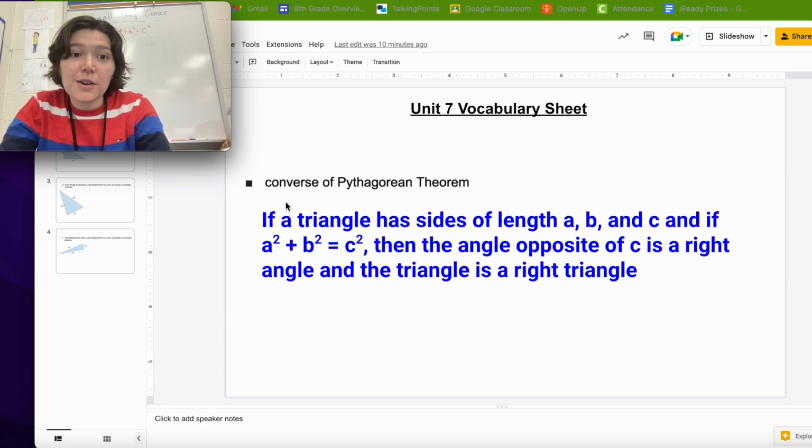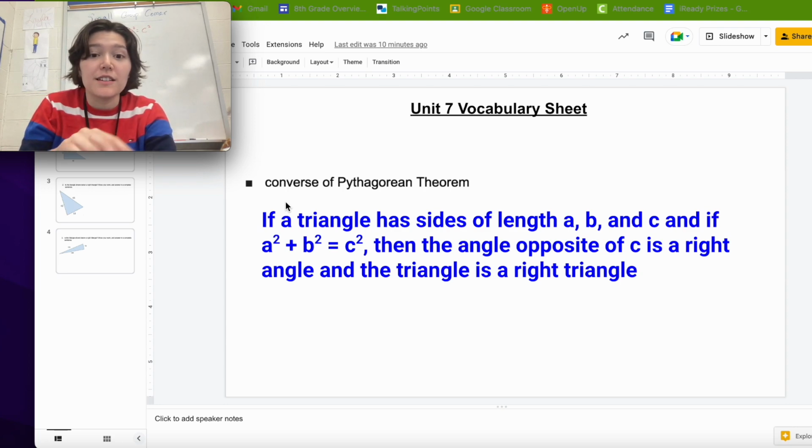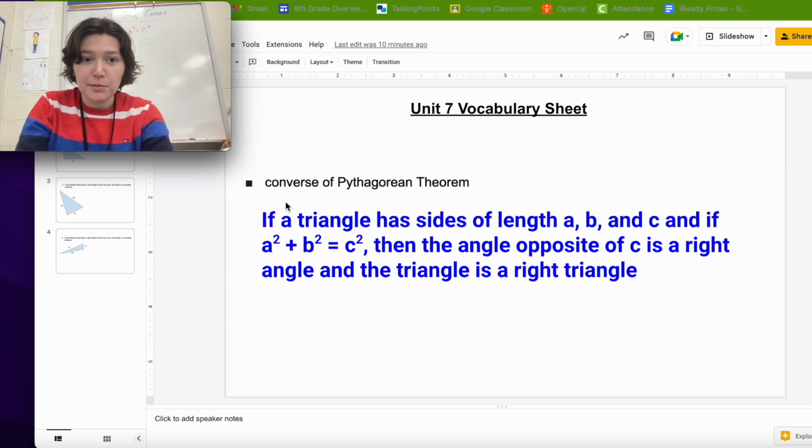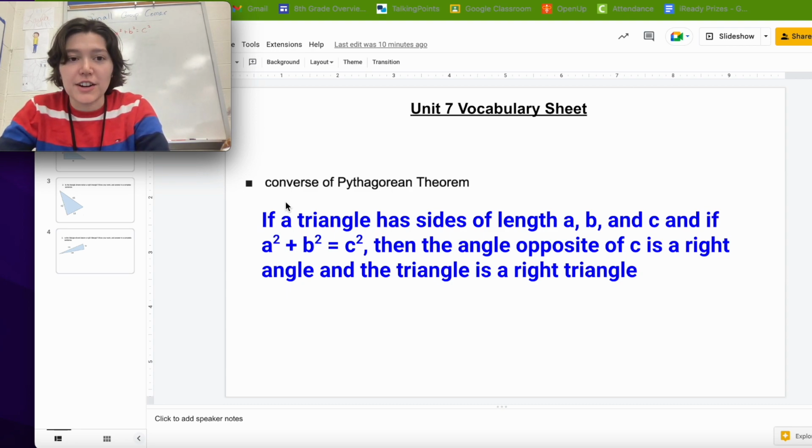So if you don't know whether a triangle is a right triangle, but you know all three side lengths, you can substitute the side lengths into the Pythagorean theorem, a squared plus b squared equals c squared. If you get a true statement, then it's a right triangle. And if you don't get a true statement, then it's not a right triangle. So write that down, and then we'll look at some examples.